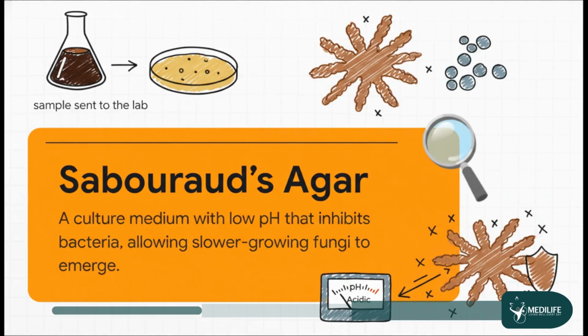And here's why that's so brilliant. Fungi grow incredibly slowly. Bacteria grow super fast. Well, this agar is acidic, and bacteria hate acid. So it basically wipes out all the fast-growing bacteria, clearing the stage for the slow-growing fungus to finally appear. It's a really smart trick.